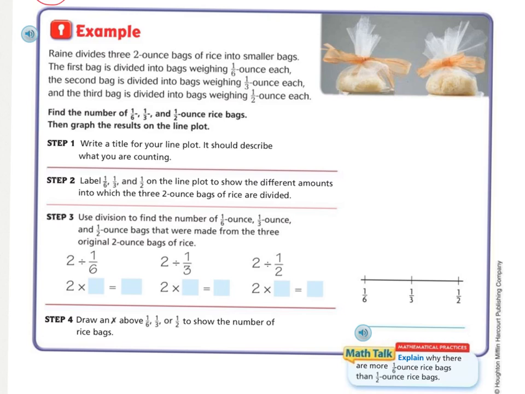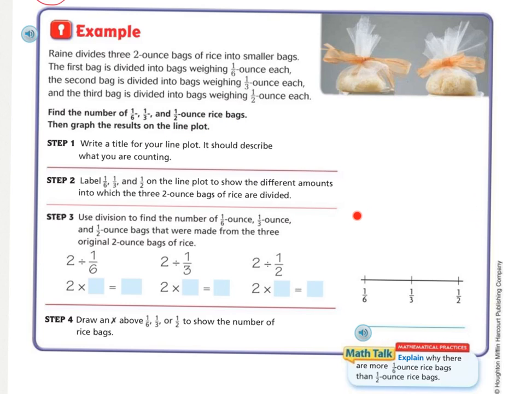Okay, so Rain divides 3 2-ounce bags of rice into smaller bags. The first bag is divided into bags weighing 1/6 ounce each. The second bag is divided into bags weighing 1/3 ounce each. And the third bag is divided into bags weighing 1/2 ounce each. Find the number of 1/6, 1/3, and 1/2 ounce rice bags. Then graph the results on the line plot.